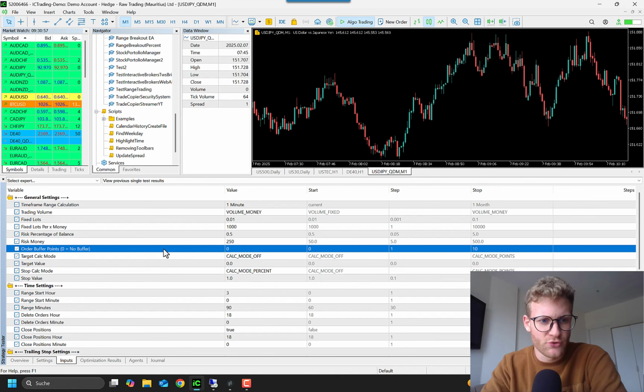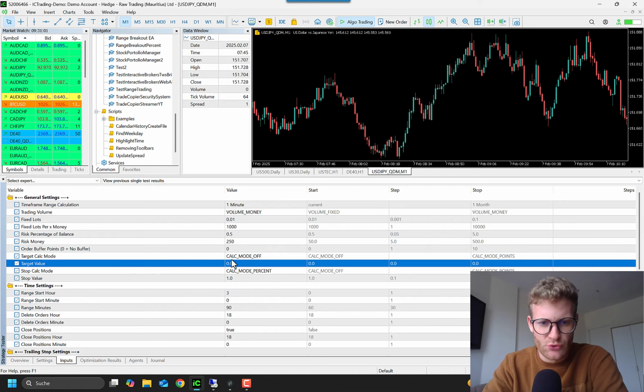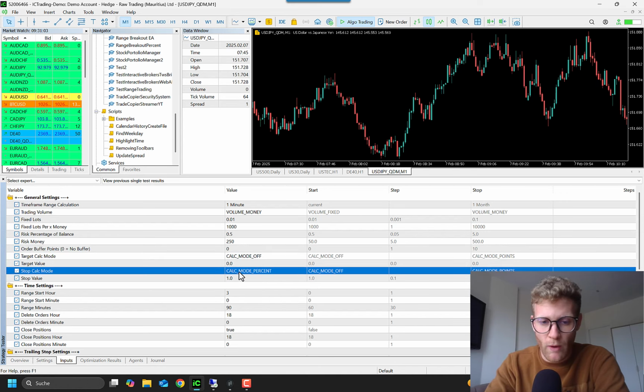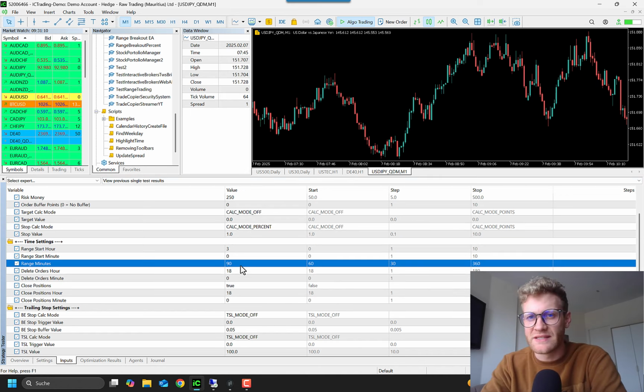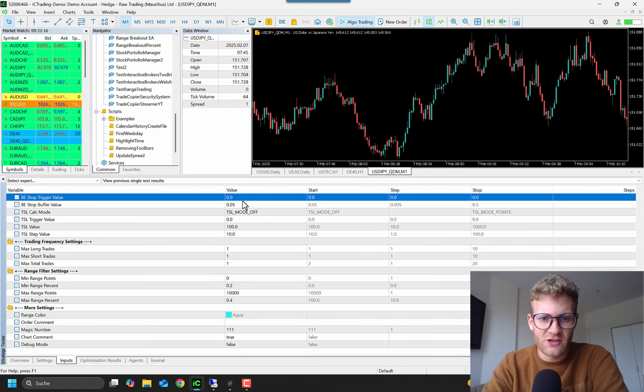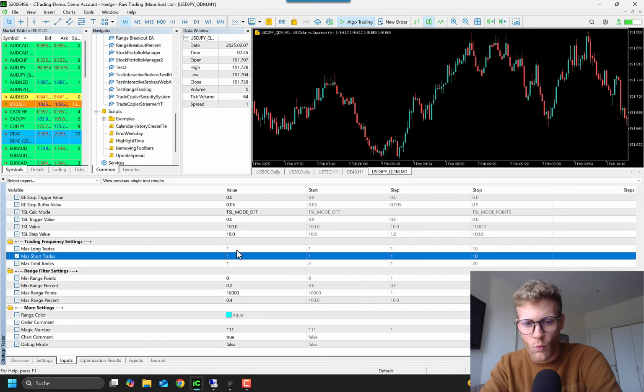I do not use any buffer above or below the range, and I do not use a TP. The stop loss here is 1% of the position open price, and I use the range from 3 to 430. In a second we will also see this in the visual mode. Then in the evening at 6 p.m. trades will be closed, and I don't use any trailing stops, and there's only a maximum of 1 trade per day.